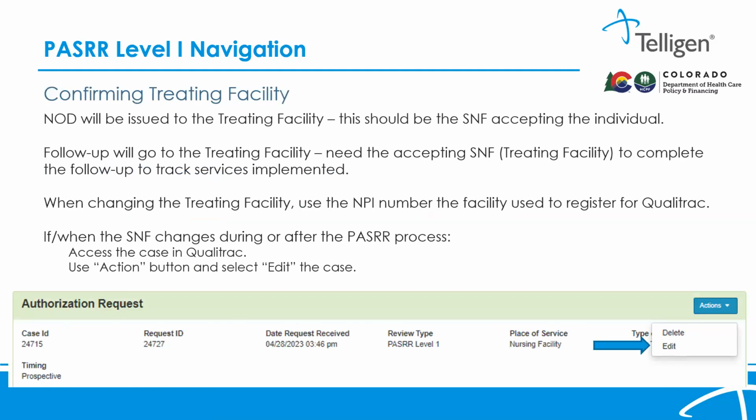When you originally enter the case, we've asked you to put in the facility that you think is the most likely for that person to go to if it hasn't been decided yet. Once that has been decided, you can come back into Qualitrac and access the case following the instructions that we just gave.